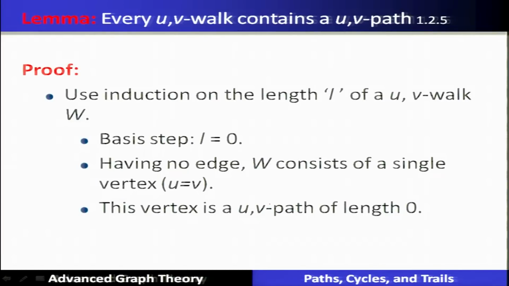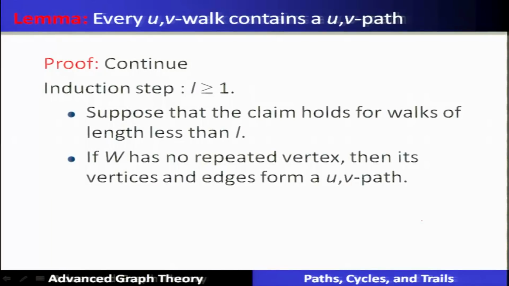Let us see the base step of the induction when the length of the walk W is equal to 0. Now, having no edge, W consists of a single vertex. Hence the length will be equal to 0. And when the length is 0, the UV path also has length 0. So for the base case, when the length of a walk is 0, it contains a path of length 0.